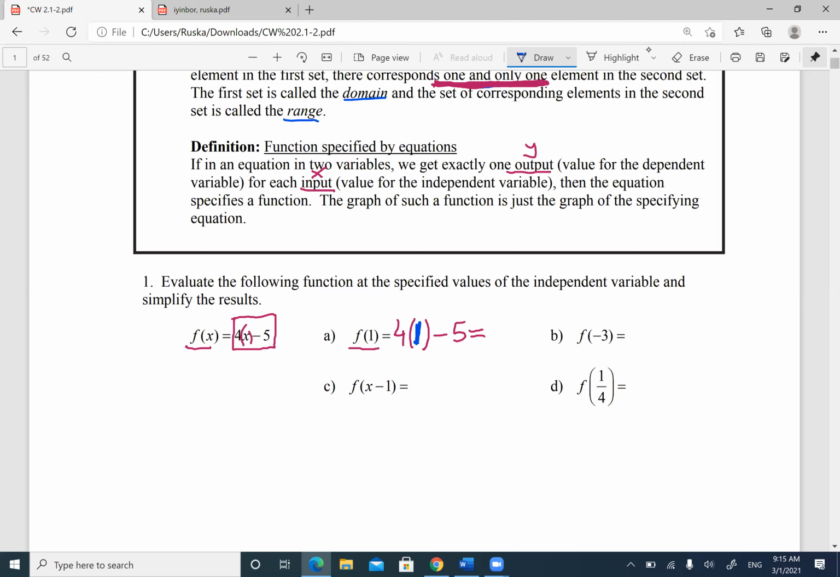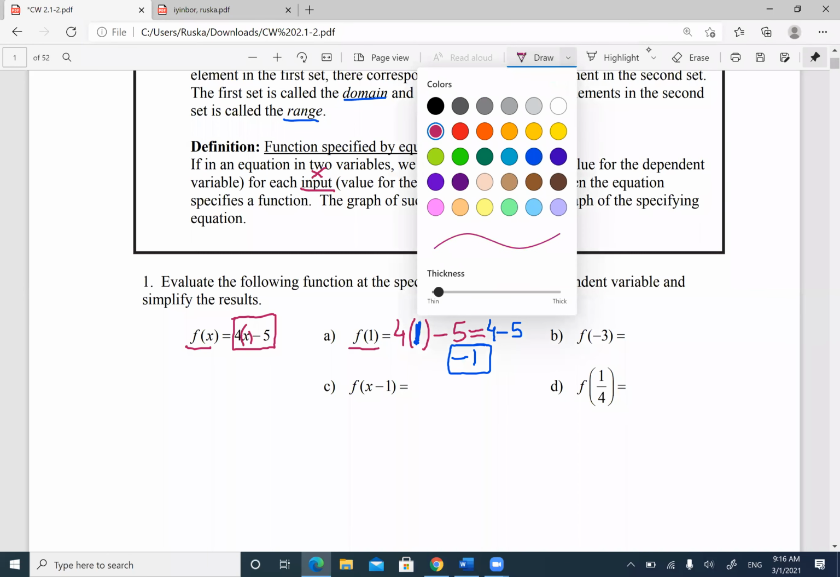4 times 1 is 4. And then 4 minus 5 is negative 1. So the answer is negative 1. Everybody understand that? Let's do it again. Yes? Okay. Let's do it one more time.